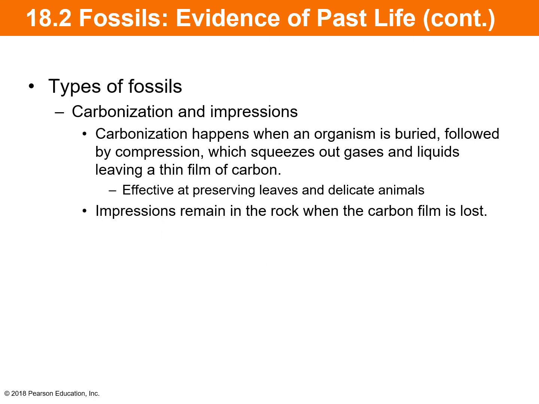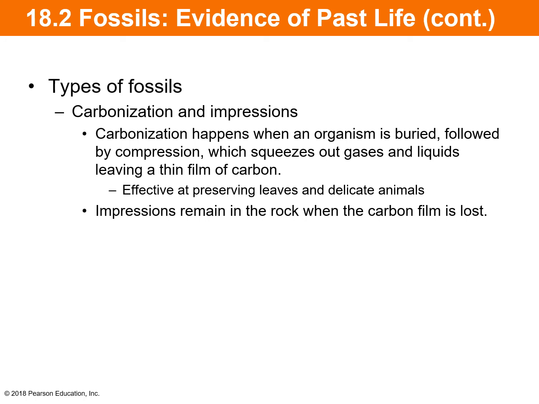Carbonization and impressions are other types of fossils. So carbonization happens when an organism is buried and then compressed by the addition of material on top of the organism. And that compression squeezes out gases and liquids from the organism, leaving a thin film of carbon on the rock. And this type of fossilization is pretty effective at preserving leaves and delicate animals.